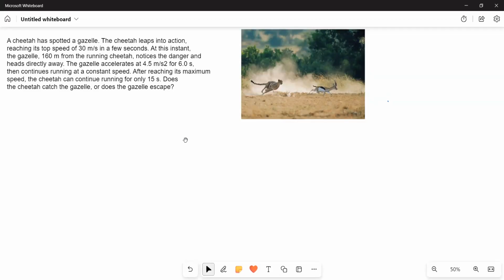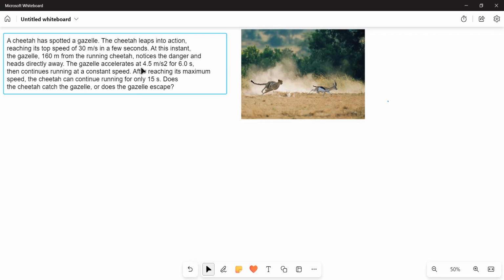Let us do one more problem. A cheetah has spotted a gazelle. The cheetah leaps into action, reaching its top speed of 30 meters per second in a few seconds. At this instant, the gazelle, 160 meters from the running cheetah, notices the danger and heads directly away.